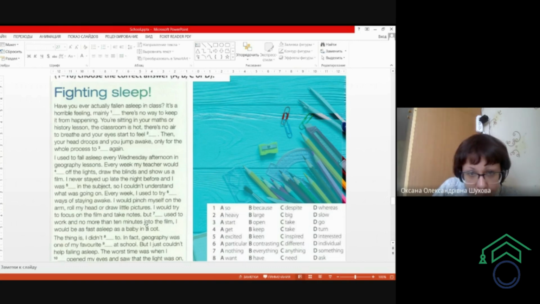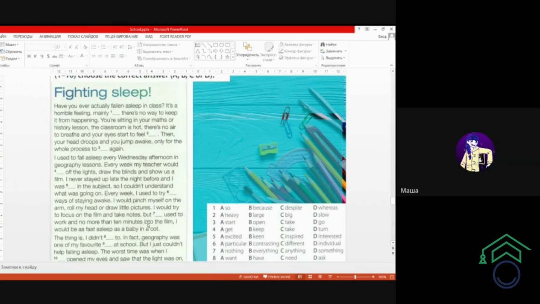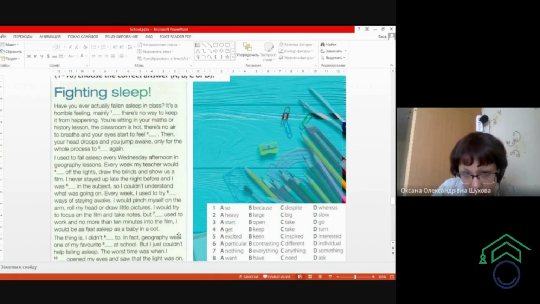7. I would try to focus on the film and take notes, but nothing used to work, and no more than 10 minutes into the film, I would be as fast asleep as a baby in a cot. Nothing, right? Okay. Тобто воно просто нам логічно підходить тут, так? Так. Окей. Добре, далі.